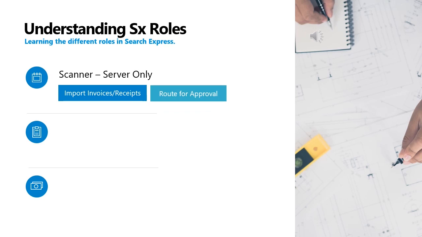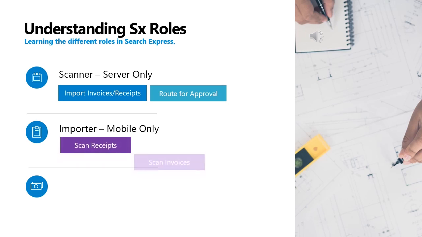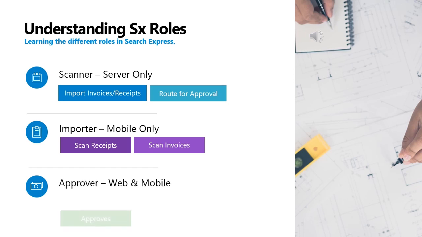The scanner can also select information or choose how to route the invoices and receipts directly to our approver. The importer role is exclusive to the mobile app and allows for our field staff to scan receipts or invoices directly from their smart device using the camera. This can also be routed to our approval through the mobile app, and our approver can access these documents either through the web using their inbox or directly through the web mobile approval app.